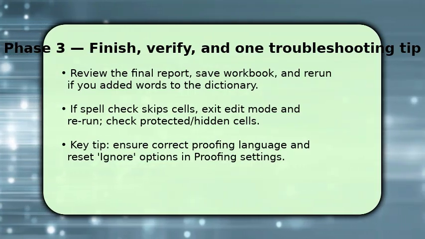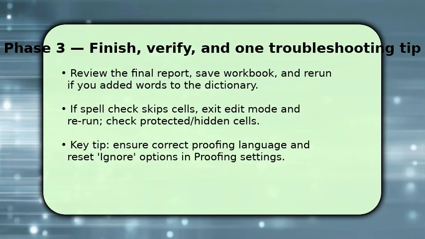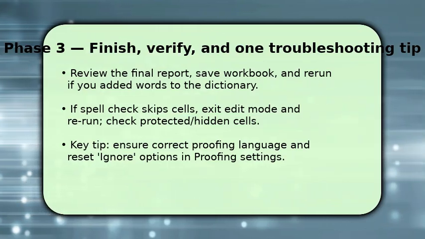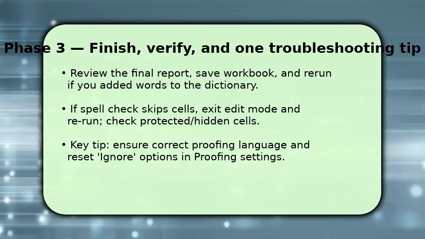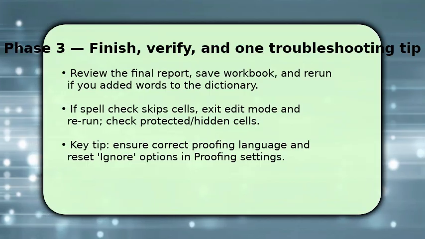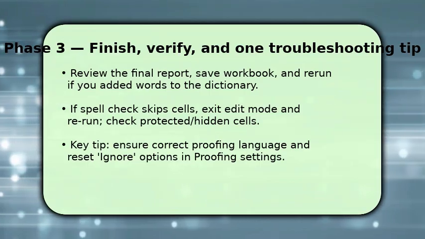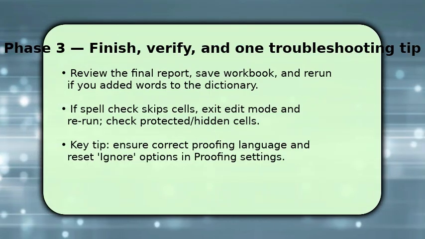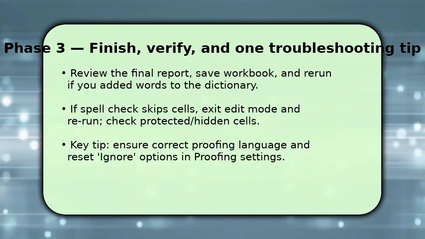If Excel seems to skip entries, make sure you're not editing a cell, that sheets aren't protected, and rows or columns aren't hidden. These block checking. If problems persist, open File, Options, Proofing, and confirm language and ignore settings. Adjusting those usually resolves skipped checks quickly.